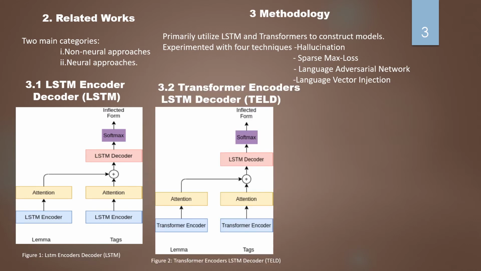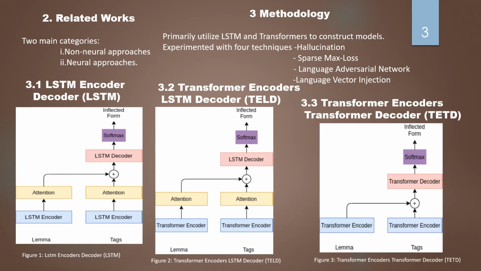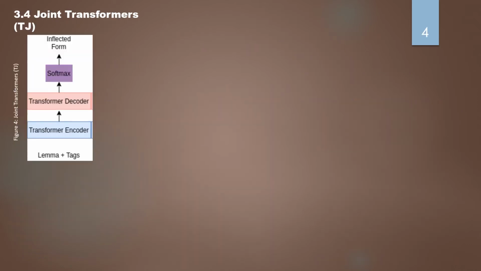Then subsection 2, in the figure. The use of attention has shown improvement in the performance of such models. Thus, they replace the LSTM encoders in the previous model with the transformer encoder. Then section 3. In this section, they replace the LSTM decoder with the transformer decoder. Now going to the next slide. Then subsection 4, in the figure. The final architecture they implemented is an entirely transformer model. They concatenate the lemma and the tag and feed it to the transformer.